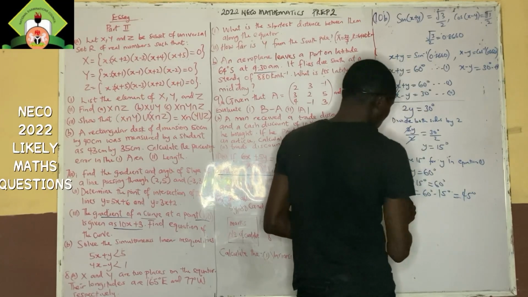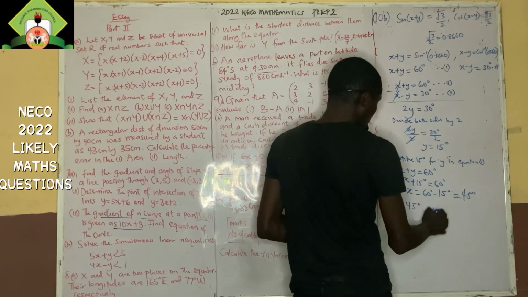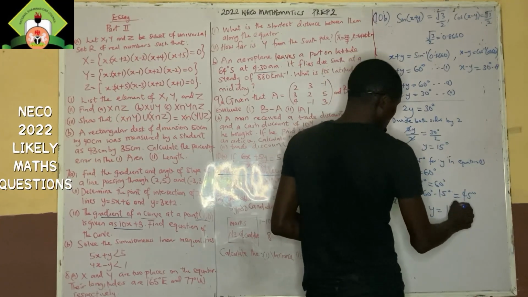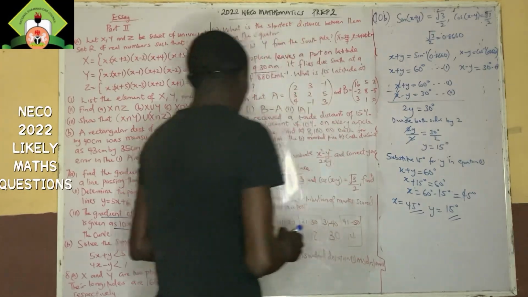So x here is 45 degrees. y is 15 degrees. So we find the answer. So that's that about that.